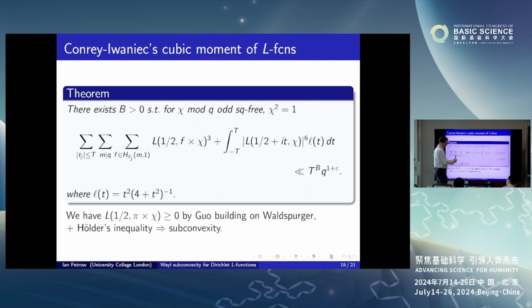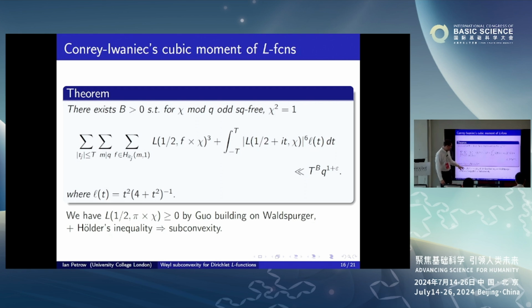Okay, and if we believe the Lindelöf hypothesis, or the Riemann hypothesis bound, that these are all bounded by the conductor to the epsilon, then this is a Lindelöf on average, or RH on average, bound for this moment of L-functions. So f actually is a Maass form in this setup. Yeah, f is a Maass form.